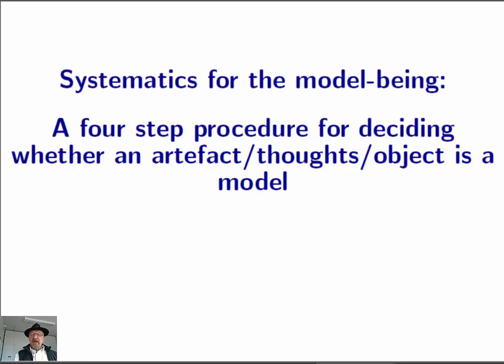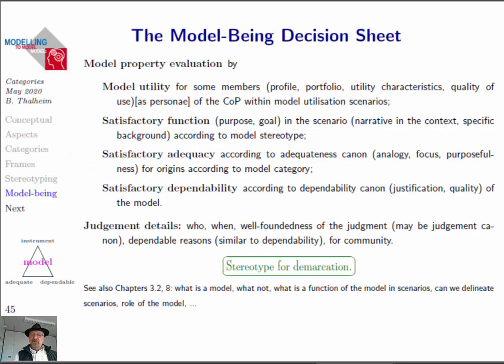In this case I would like to propose a procedure for deciding whether an artifact of some sort, or an object, is a model, based of course on our model canon that eases our specification of the model being. But anyway, we need to do some home tasks. The home tasks are: we evaluate the model being property, or the model property, by the model utility, by the function a model plays, by the adequacy and dependability.